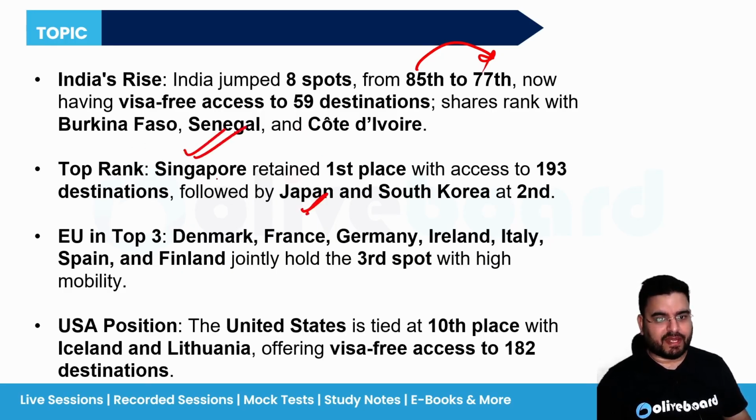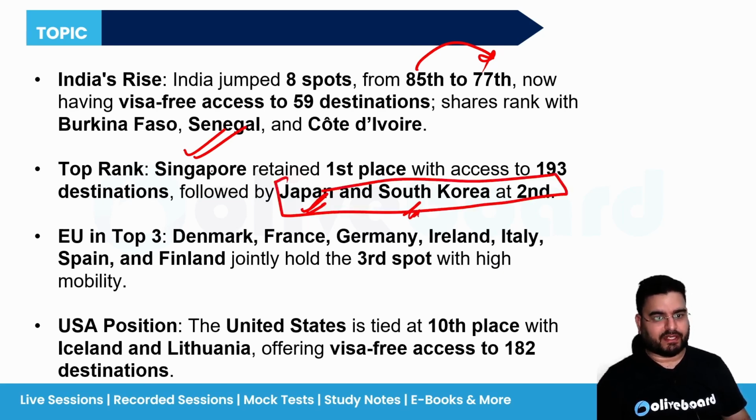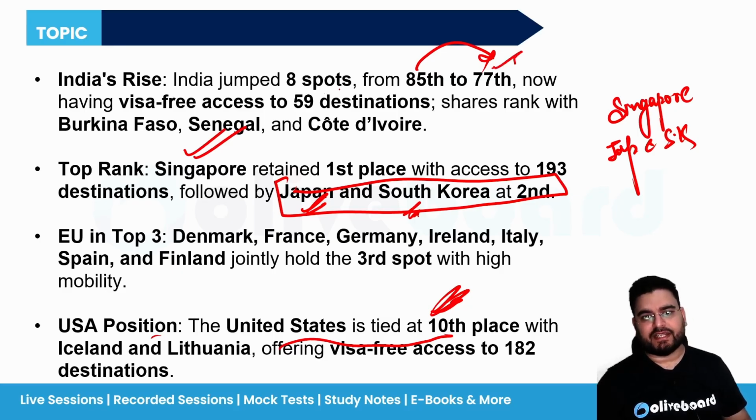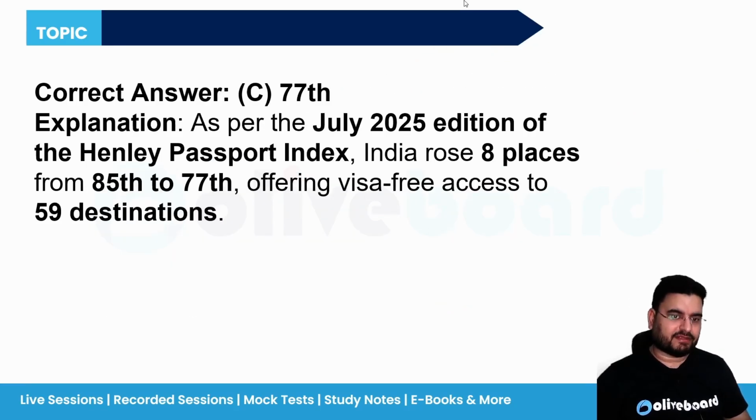Then second is Japan, third is South Korea. Sorry, Japan and South Korea are at second combined. Number 1 is Singapore. Please remember. Second place is shared by Japan and South Korea, right? And USA position is, USA is at number 10th. And India is at number 77th. So please remember these ranks. Okay.